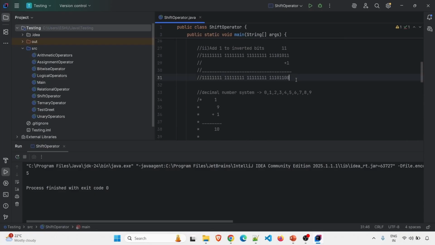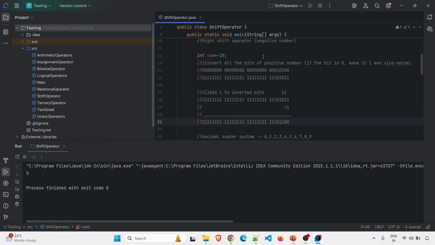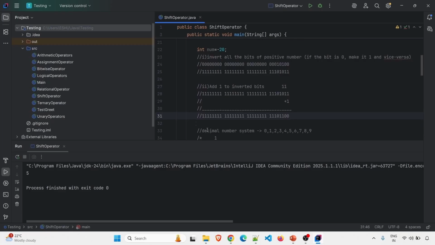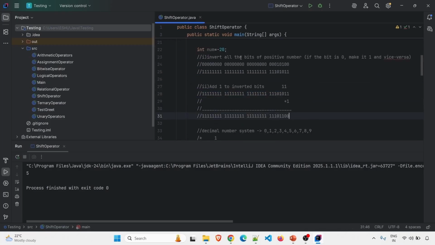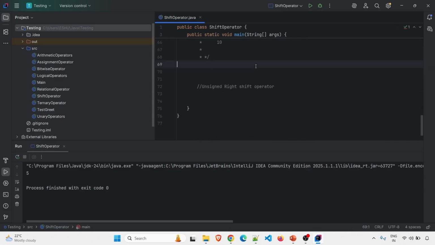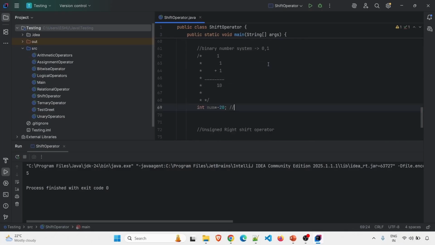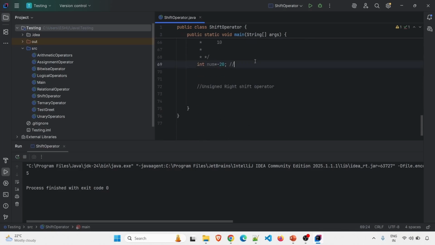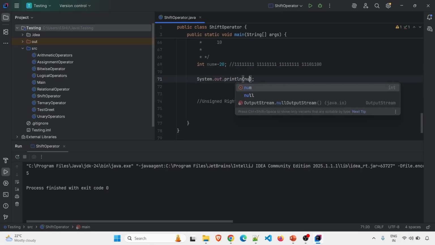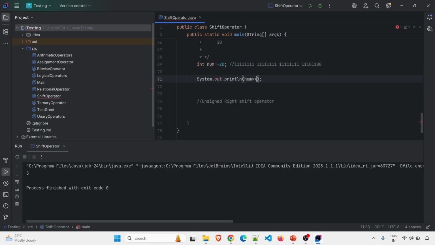So we will get back to our right shift operator. Here we got the binary representation for minus 20. Now I will copy this code down and I will copy its binary representation. So this is the binary representation for minus 20. Now I will apply the right shift operator on this number, num right shift by 2.